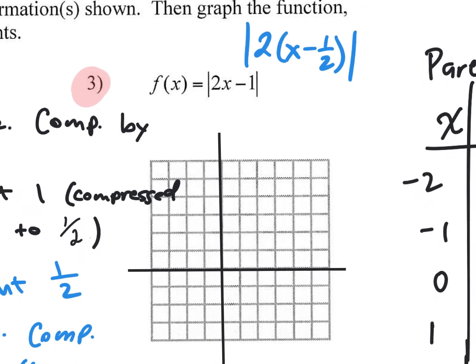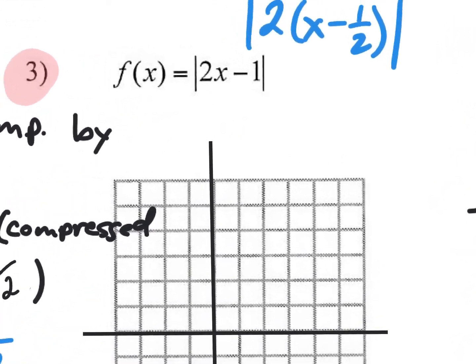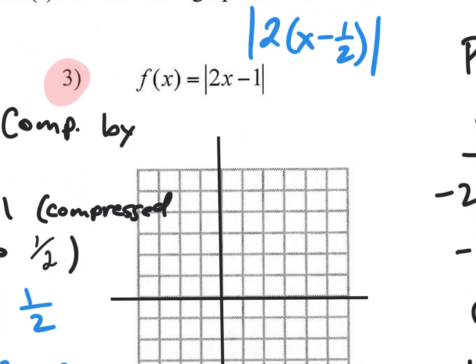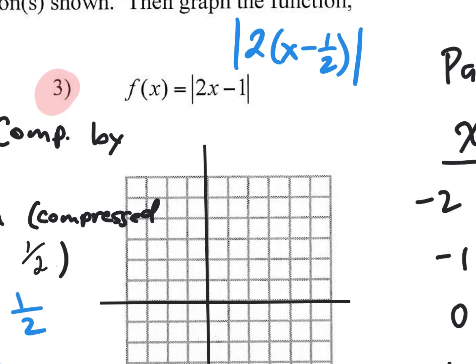So here on number 3, we are asked to graph and identify the transformations of this function here, f of x equals the absolute value of 2x minus 1. The way we want to approach this is basically we need to deal with the fact that there is both a horizontal shift and a horizontal compression.